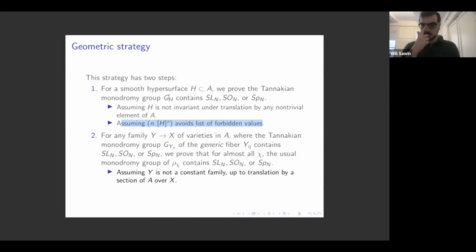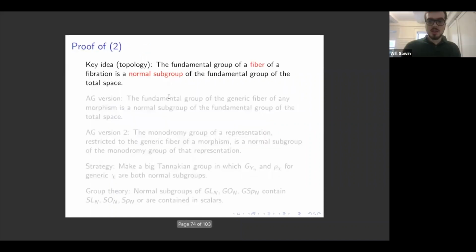And so in the remaining time, I'm going to briefly explain each of these steps. I'll explain the second step, which is more abstract, first. This starts from this idea in topology that the fundamental group of the fiber of any fibration is always a normal subgroup of the fundamental group of the total space.